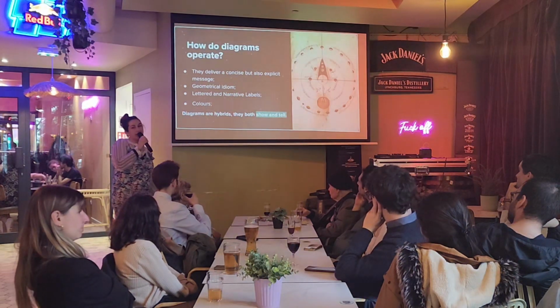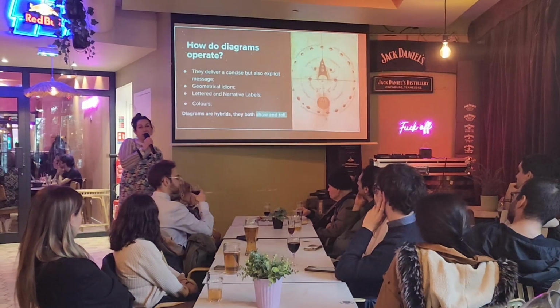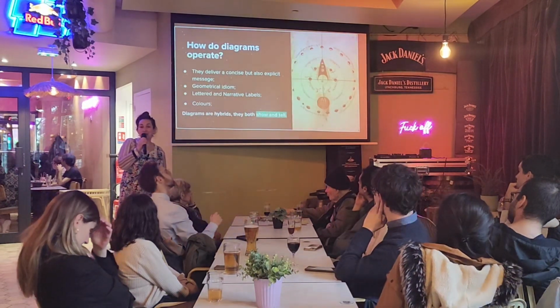Then you can see they also use colors. So the sun is bright red because it's the main luminary in the planetary system.